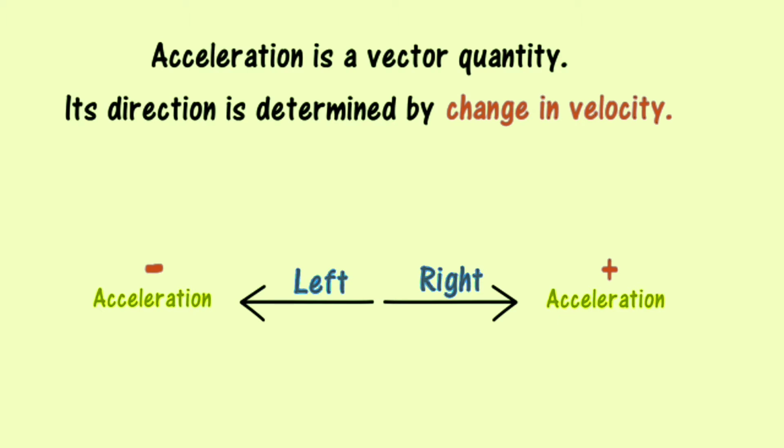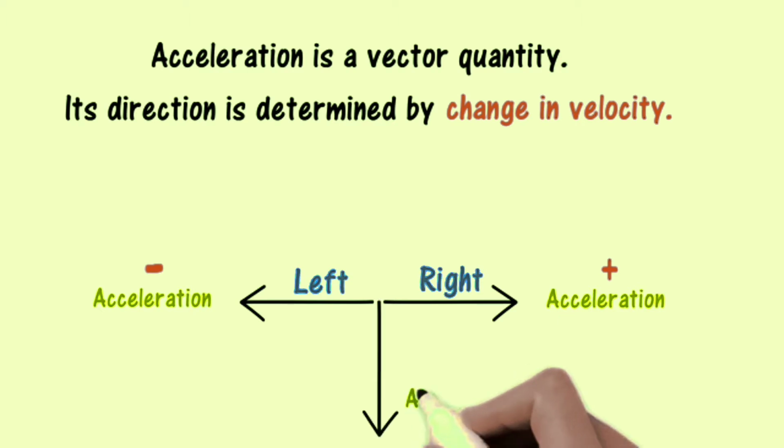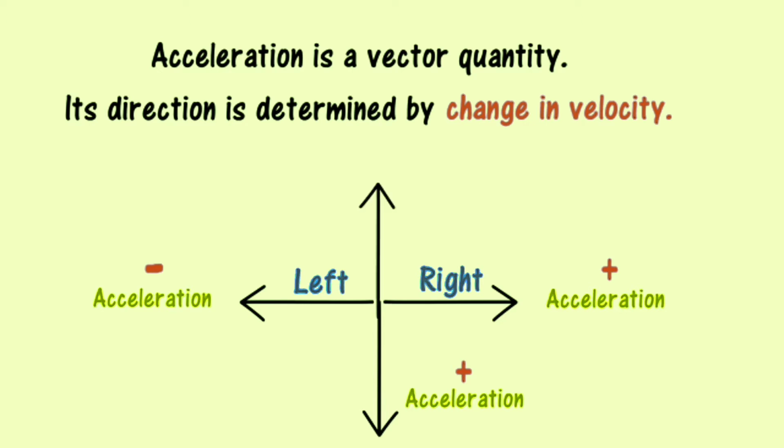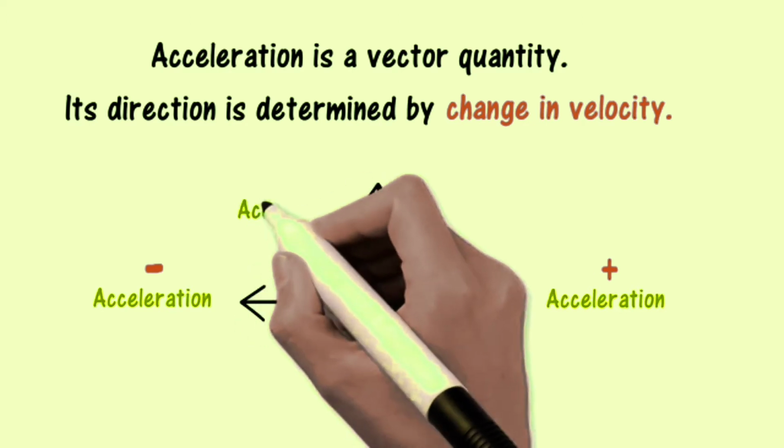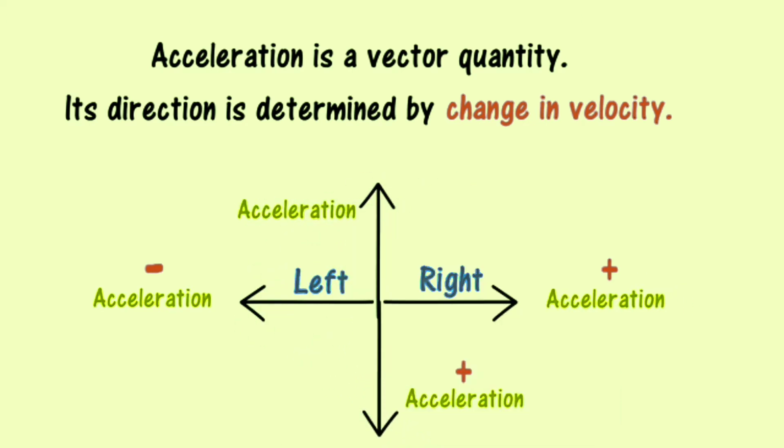And similarly, it depends on me. If the change in velocity is down, then I am taking acceleration as positive. And if the change in velocity is up, then I am taking acceleration as negative. So remember, keep it in your mind, acceleration is determined by the change in velocity.